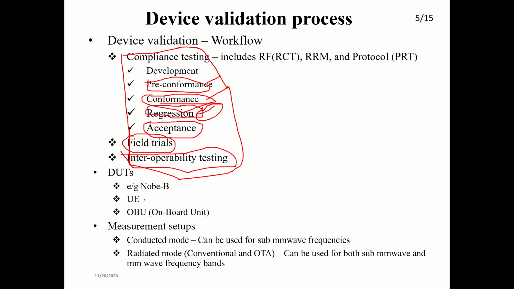Next is DUTs. As I mentioned before, a DUT can be a gNodeB, eNodeB, BTS, UMTS, UTRAN, several things, or a UE. A UE can be a mobile, a 5G mobile, a 4G mobile, or a C-V2X device, anything. For example, if your device is for autonomous car applications, then there will be an onboard unit. Or if you are looking at IoT-based military applications, then you have to test the onboard unit.